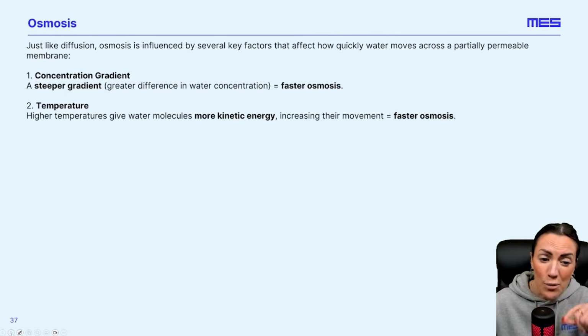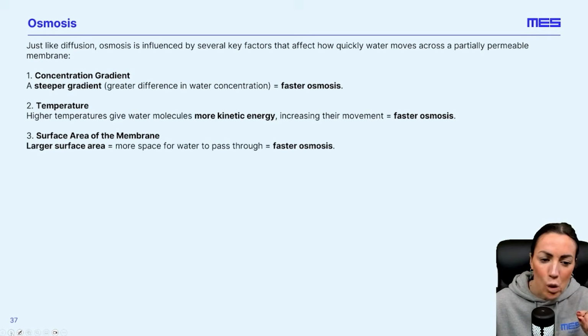Temperature will affect it as well because it is just the movement of water particles. Remember, osmosis is just diffusion of water. Higher temperatures mean that water molecules would have more kinetic energy, they'd be moving faster, so you're going to get faster osmosis from that dilute to that concentrated solution. Remember, osmosis has to take place across a partially permeable membrane, so the surface area of that membrane is always important, and the bigger the surface area, the faster the rate of osmosis, simply because there's more surface over which the molecules of water can move at one time.